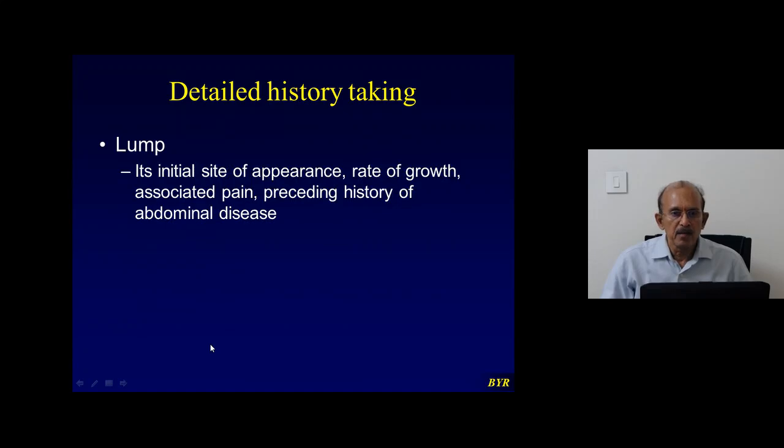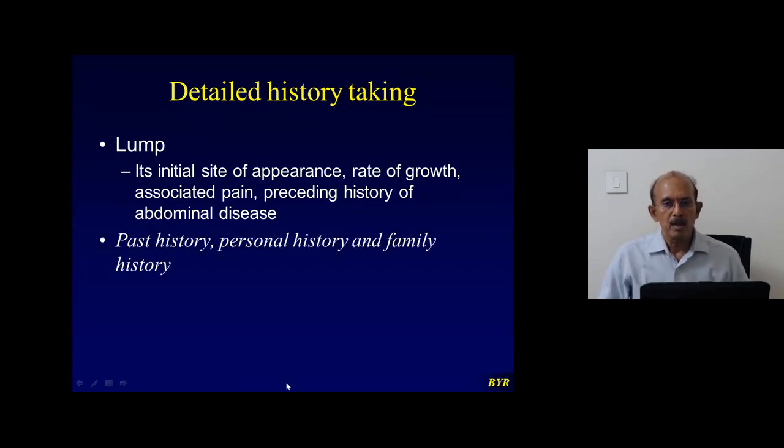If any lump is there, then inquire the initial site of appearance, its rate of growth, associated pain, preceding history of abdominal disease. You have to inquire past history, personal history, and family history. You inquire any previous histories of similar pain, past history of surgery in the abdominal cavity. So you take the personal history, inquire about the alcoholic and smoking habits and any other drugs consumption. Family history, for the similar problem, if the patient had any problem, you have to inquire.